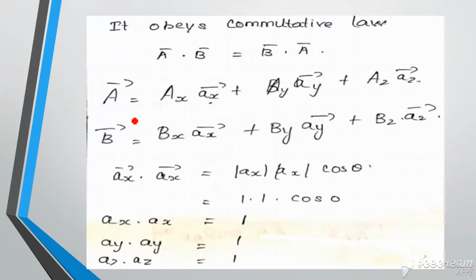From the dot product definition, we can write the dot product of these two as mod of ax into mod of ax into cosine of the angle between these two vectors. Already we know these two are along the x direction. That means the angle between these two is 0. So for that, cos 0 is 1. Already we know the magnitude of a unit vector is 1. So 1 into 1 into 1, the answer is 1. Similarly, we can write ay dot ay is equal to 1, and az dot az is also 1.